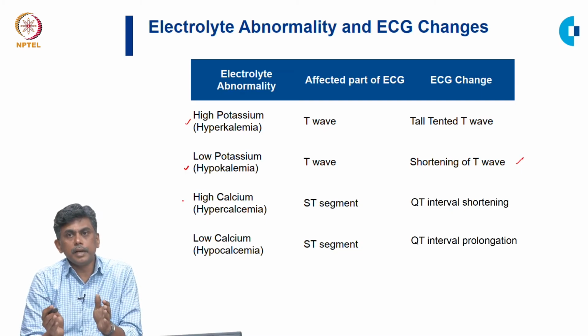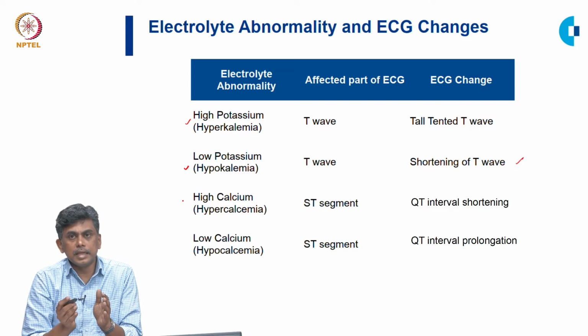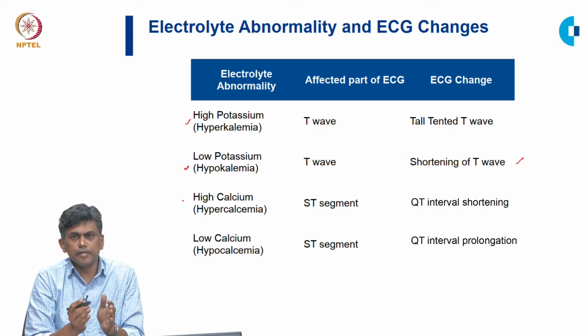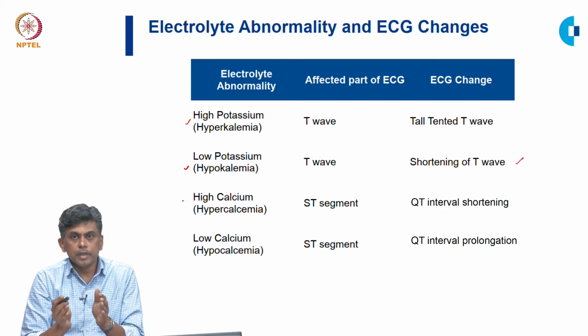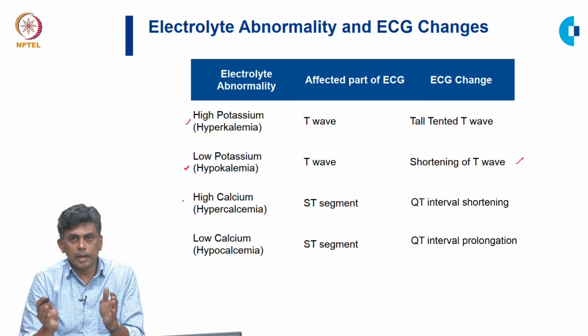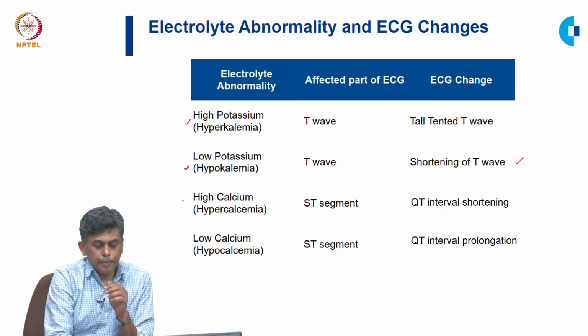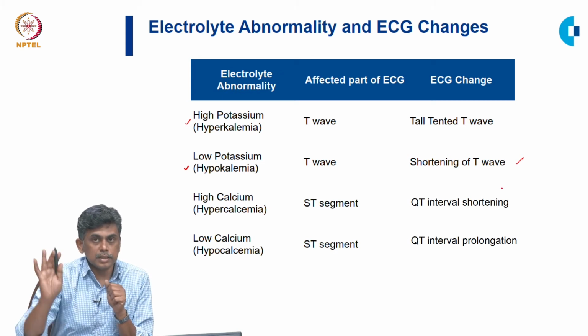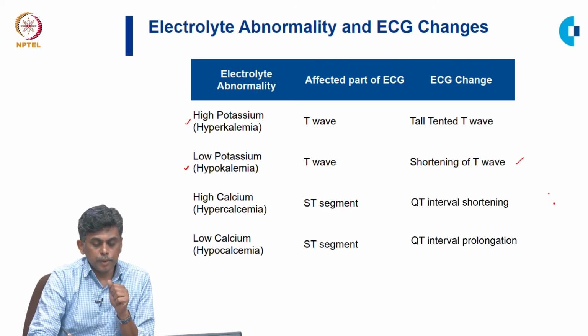What do you mean by QT interval? QT interval is the time, the area which starts from the start of the Q to the end of the T wave. So, when the ST segment is prolonged, the QT interval is prolonged. If the ST segment is shortened, the QT interval is shortened. So, hypercalcemia, what does it do? It shortens the QT interval, and hypocalcemia prolongs the QT interval.